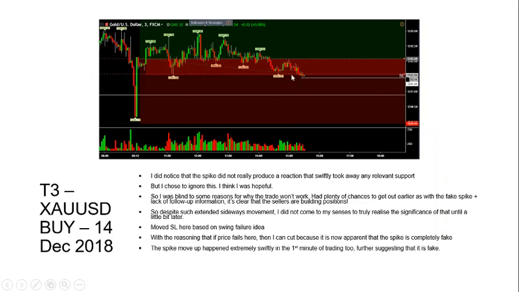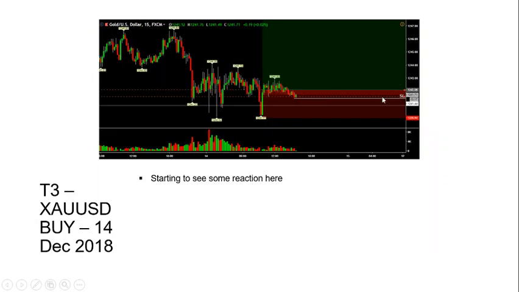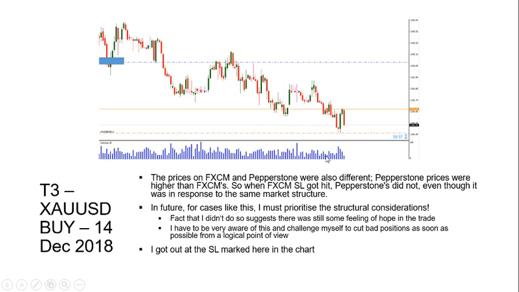So despite such extended sideways movement, I did not come to my senses to truly realize the significance of that until a little bit later around this area, right? So around here, I moved my SL, banking on this swing failure idea. Okay, so price coming down, maybe it's going to fail around here because it's already trapped some people over here. So if this truly fails, a strong move must come in around here. So I moved my stop loss then, which is very logical, and started to see some reaction.